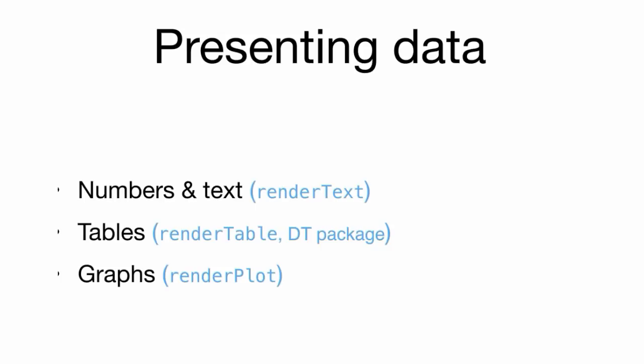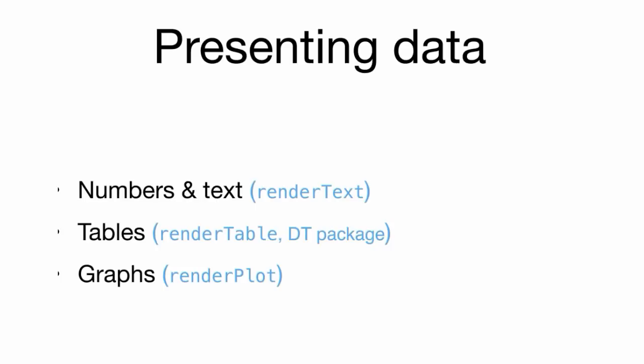So for presenting data using Shiny, there are different types of outputs. You can output numbers and text, you can output tables, you can output graphs, and these are some of the function names that are available in Shiny for doing these things. And I'll show some examples of this in a bit.